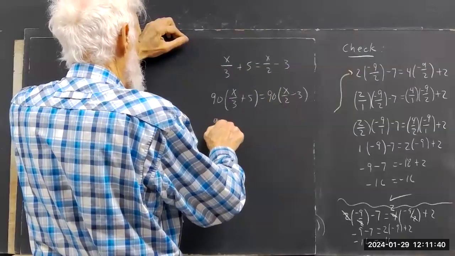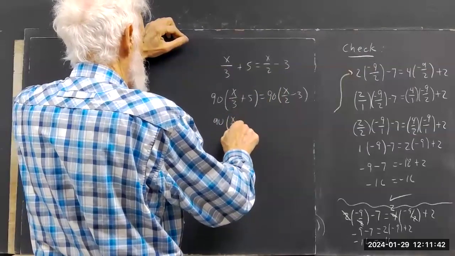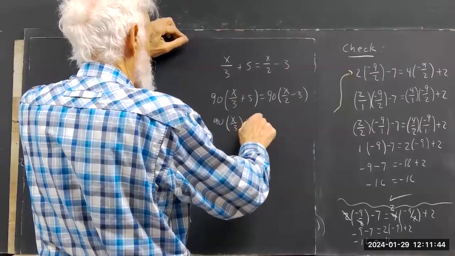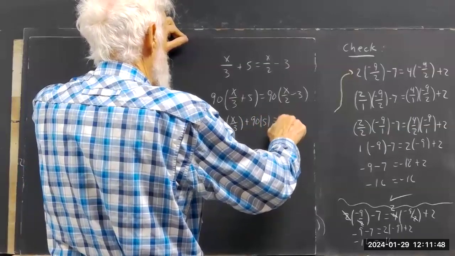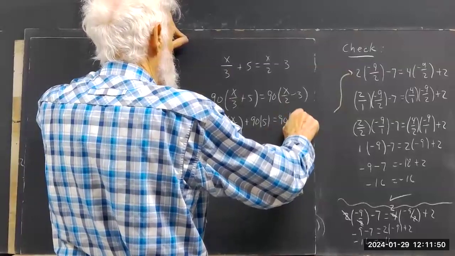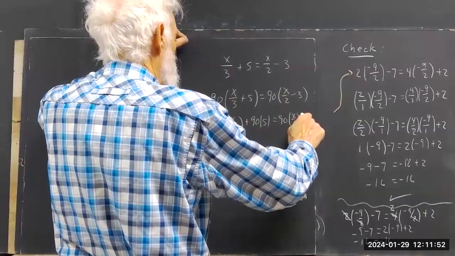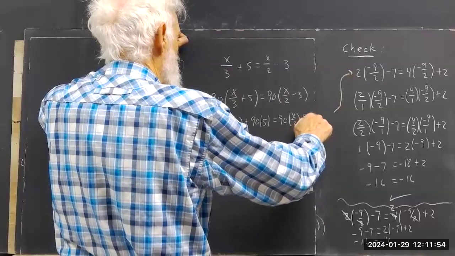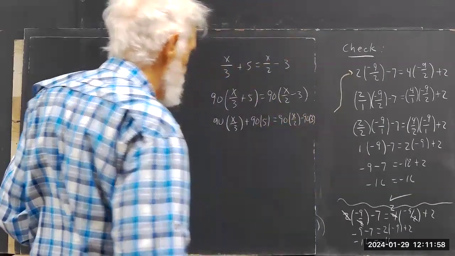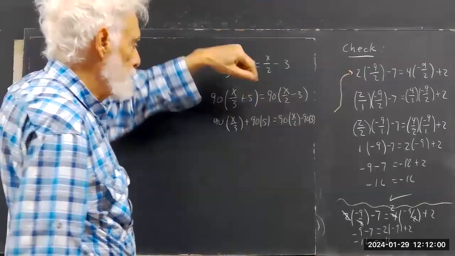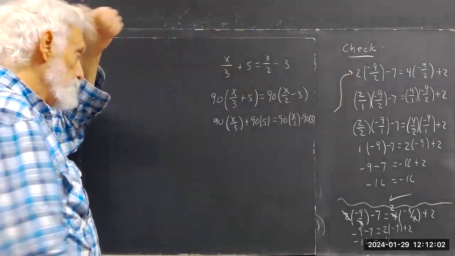So I have 90 times x over 3 plus 90 times 5 equals 90 times x over 2 minus, it might be a little hard to read, I didn't leave myself enough room, but 90 times 3. So it should be clear what I've written. Okay.